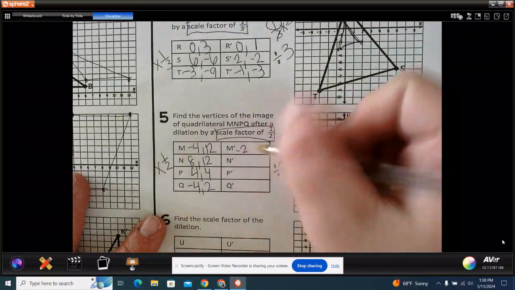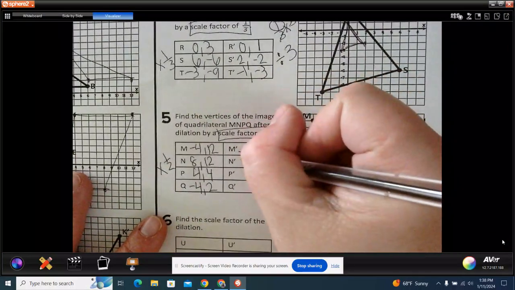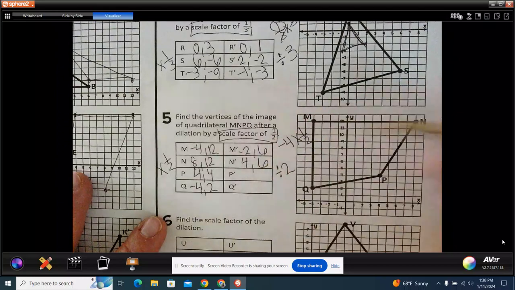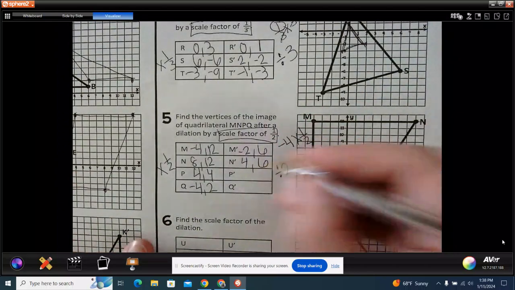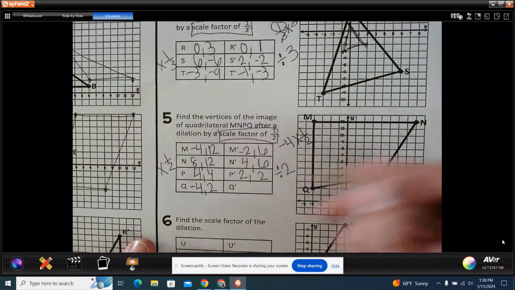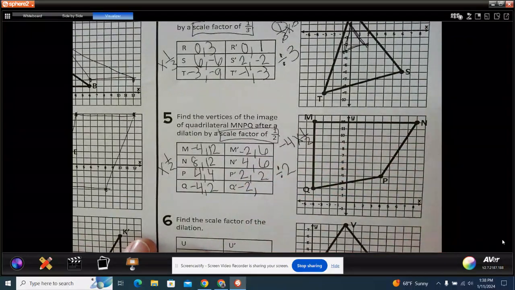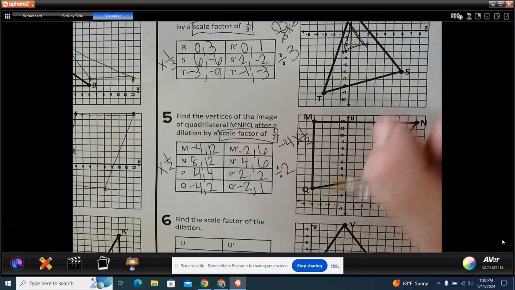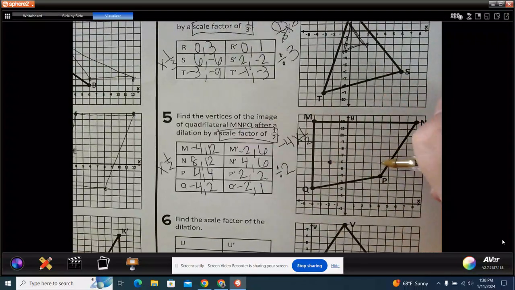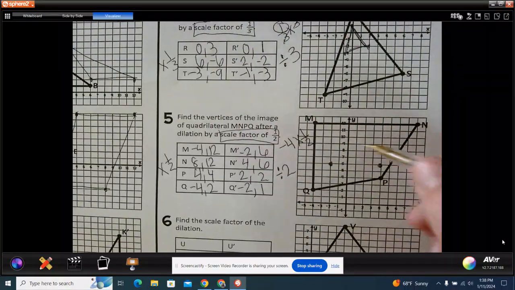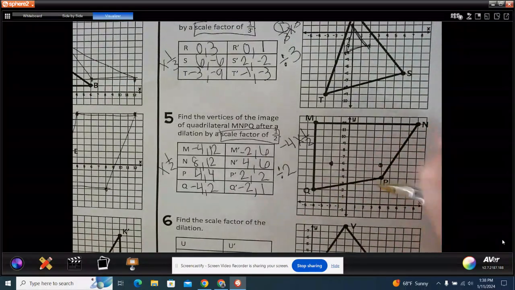So 1/2 times 12 is 6. 1/2 times 8 is 4. 1/2 of 12 is 6. 1/2 of 4 is 2. 1/2 of negative 4 is negative 2. And 1/2 of 2 is 1. So our image on this one will be 1/2 of the original image.